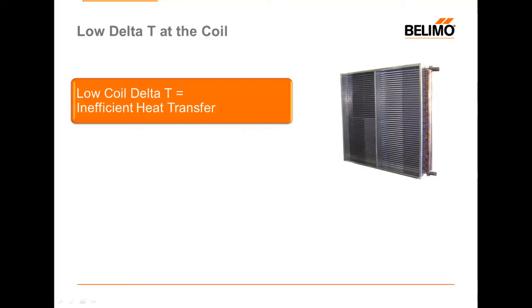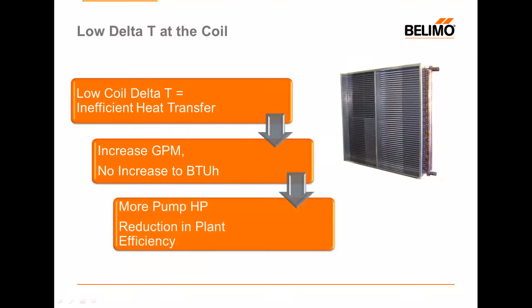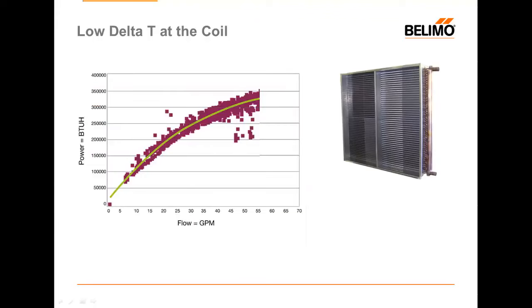Low coil delta T means that I have inefficient heat transfer. It means I sent very cold water to my coil, and it's still pretty cold when it heads back to my chiller plant. This is typically caused by increased GPMs. So I'm flowing more water to my coil, but due to my low delta T, I'm not generating an increase in the total number of BTUs produced, and therefore I cannot offset any additional load in that space. So I'm pumping more water, and I'm not creating any more BTUs. When I pump more water, obviously I have to use more pump horsepower to pump that water, and I'm reducing my overall plant efficiency.